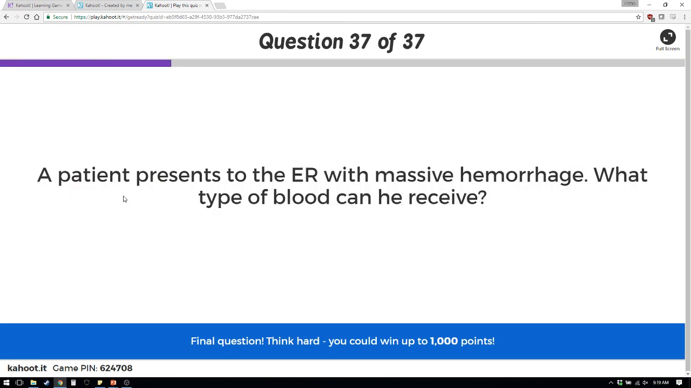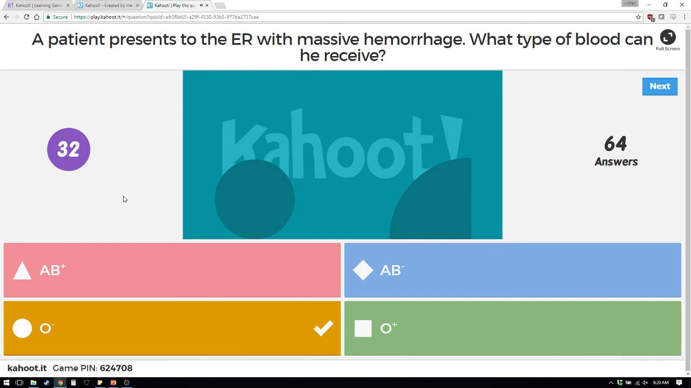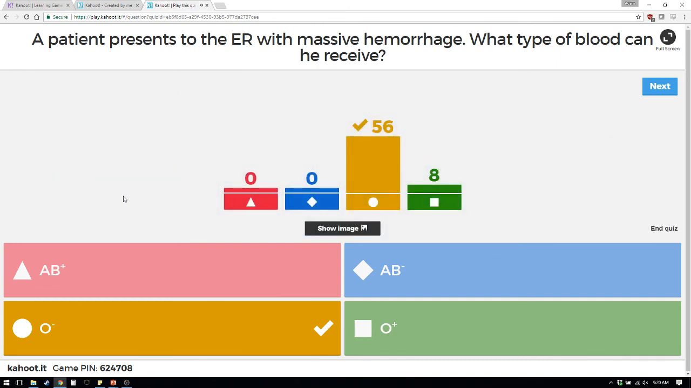Okay, and then finally, a patient presents to the ER with a massive hemorrhage. What type of blood can he receive? Should be a quick one. The options are AB positive, AB negative, O negative, O positive. O negative is the right answer there. Why is it not O positive? Yeah, so you don't know the patient.